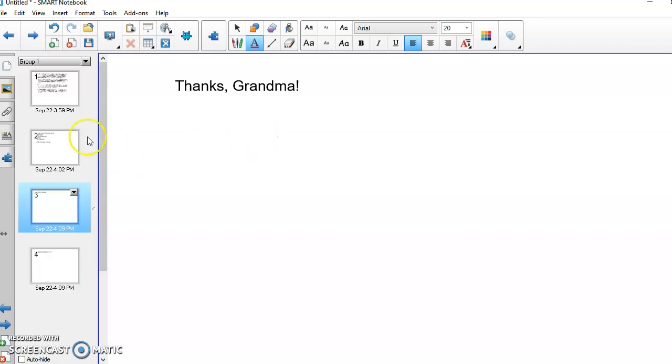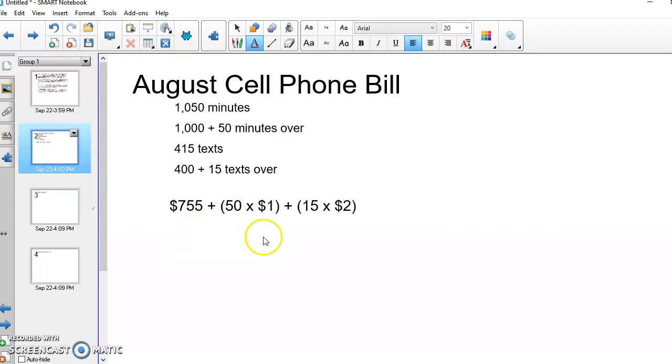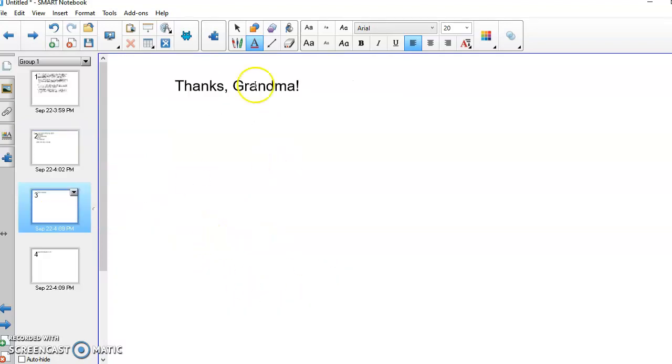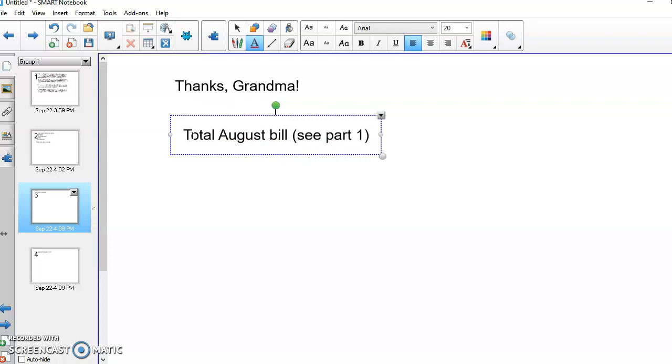Show your work. All right, so you're going to have to go back and find out, well, what was the August phone bill? So what was your answer to part number 1? You're going to take your answer to part number 1, or the total bill. So that's the total August bill. See part 1 if you forget.